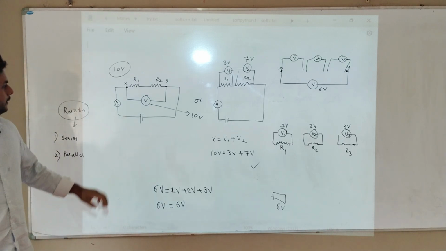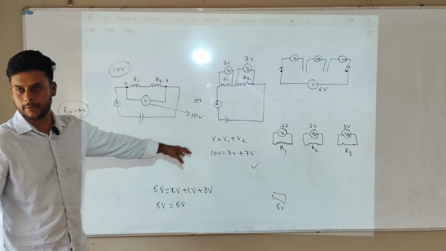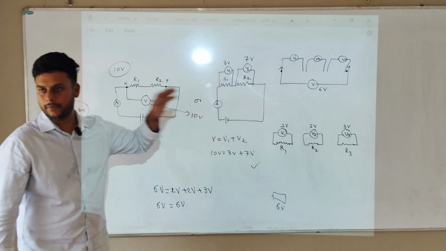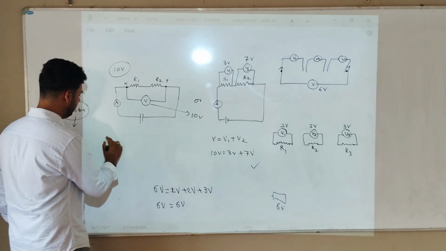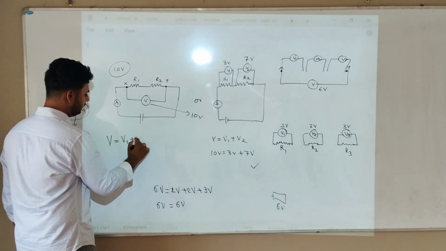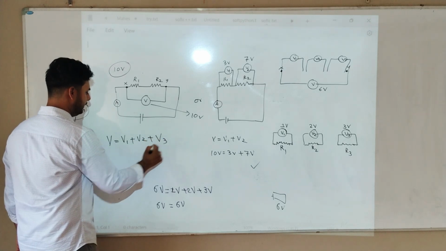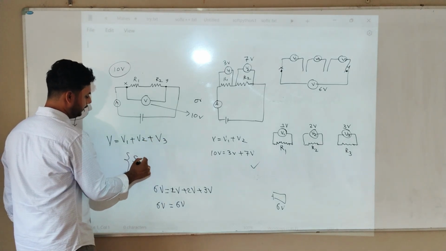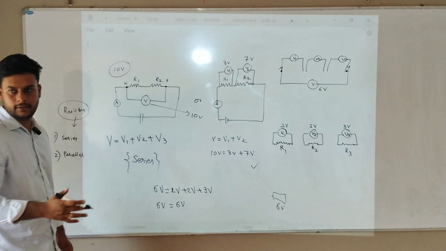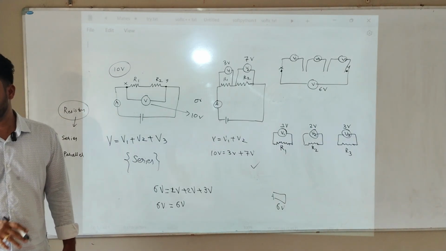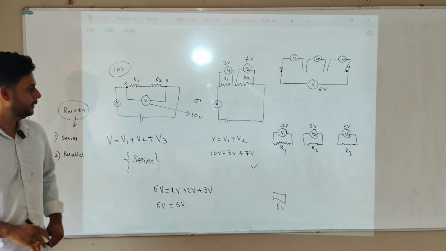2 connections are there. If you do this connection, you get the direct answer. If you do this connection, you should add. So we have arrived at the formula. The formula is V is equal to V1 plus V2 plus V3 in series. But this will work differently in parallel. We don't know parallel yet, only series. Any doubts? Okay, go back.